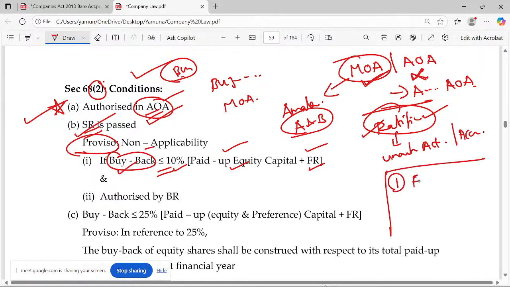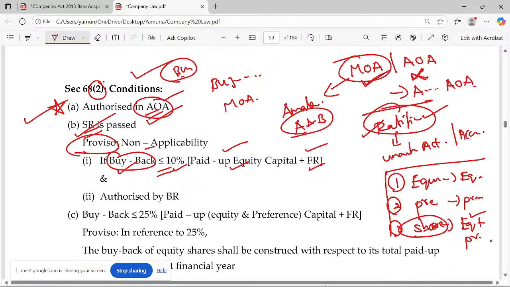When we say equity in general, it's equity shares only. When we say preference, it directly means preference shares. When we say share capital, it is both equity and preference. Please make a note of it. When we say equity, it's directly equity shares. When we say preference shares, it's directly meant for preference shares. When we use the term share capital, it is meant for both equity share capital and preference share capital.